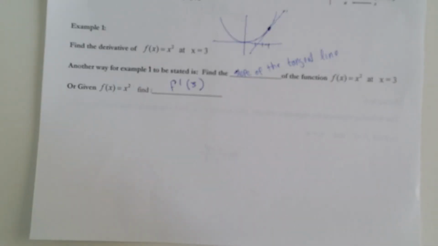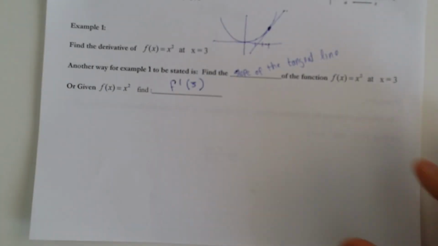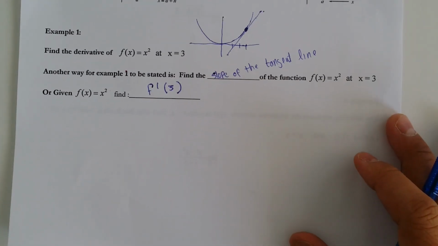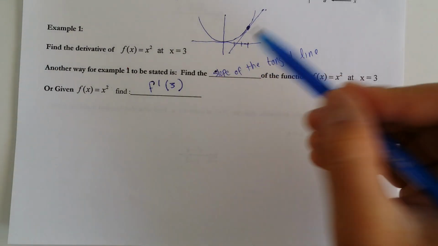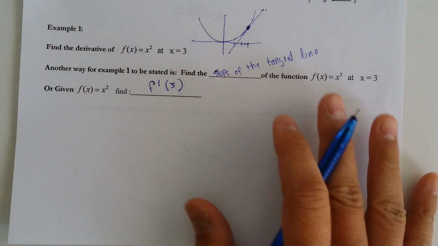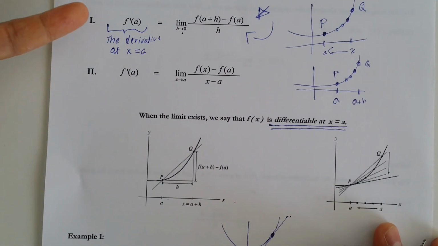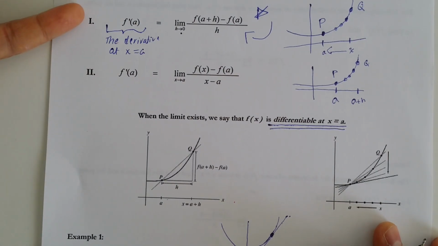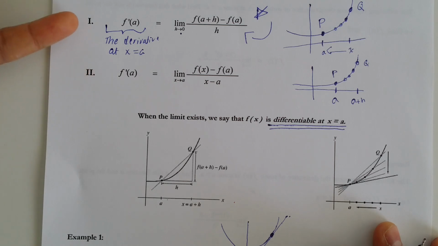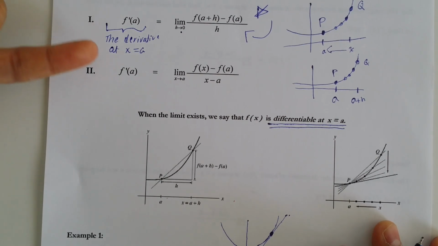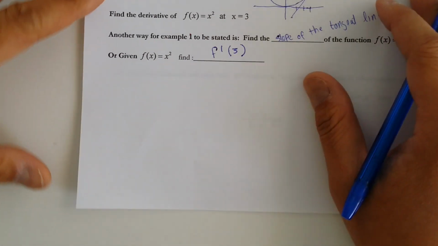Oh, I realized I need to finish the example for you. So how do we find the derivative at 3? What is the value of the slope? Here's what I want you to do. You need to determine which formula you want to use. It doesn't matter whether you use formula 1 or formula 2. Let's go ahead and use formula 1. Okay, so here we go.